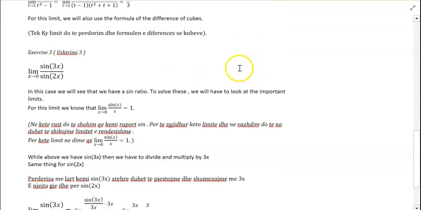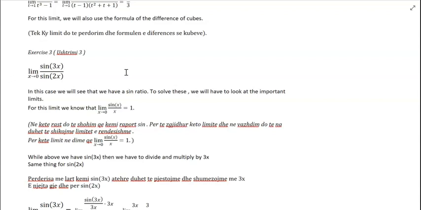Okay, let's move on with exercise 3. In this exercise, we have the limit when x goes to 0 of sine of 3x over sine of 2x. In this case, we'll see that we have a sine ratio. To solve this, we have to look at the important limits.